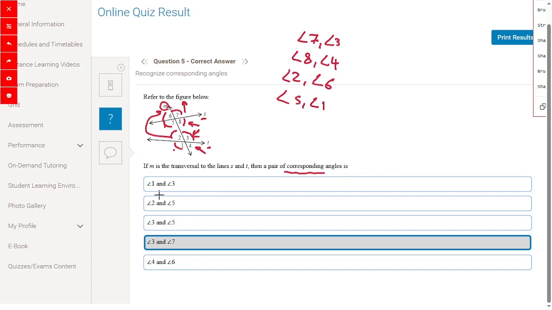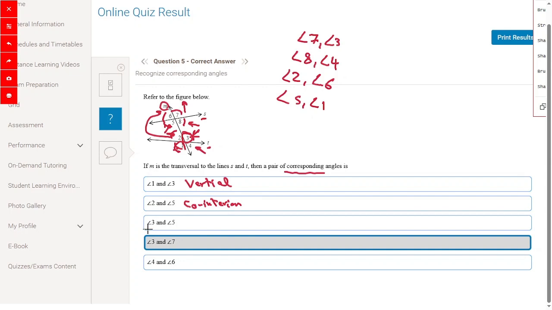Now let's see which one of them. Here it says angle 1 and 3, this is 3 and this is 1. It's a vertical angle, not corresponding. Now 2 and 5, this is called co-interior angle, not corresponding angle.